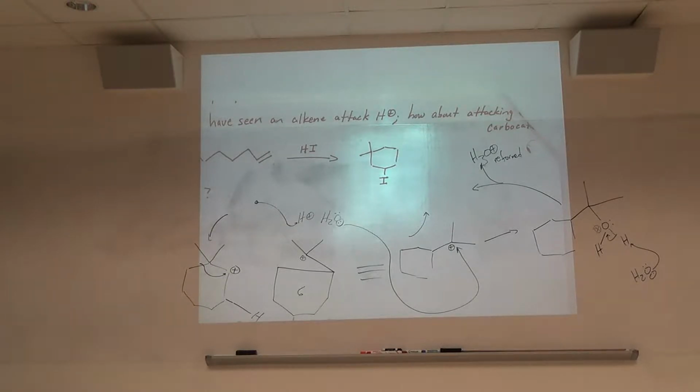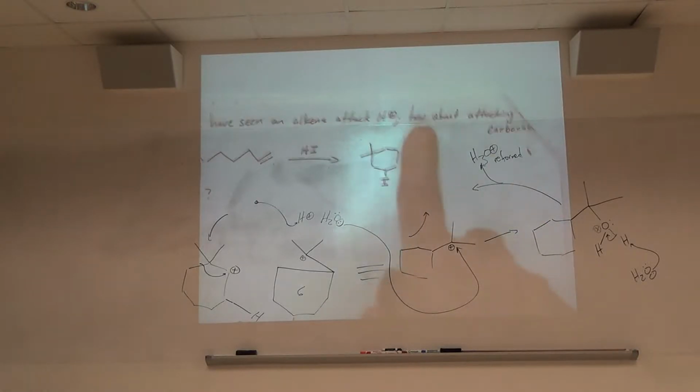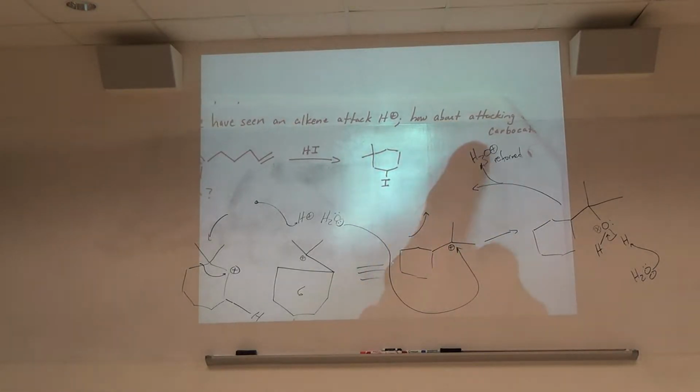Does it have to be an H, or can it be a C plus? It can be a C plus. It's the plus part that we're attacking. It doesn't matter what type of letter the atom has on its back, a C or an H or a Mg. An alkene can also attack C plus, and a C plus is called a carbocation.